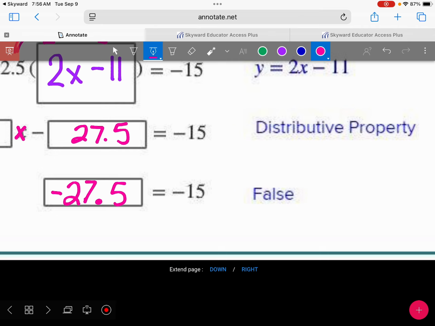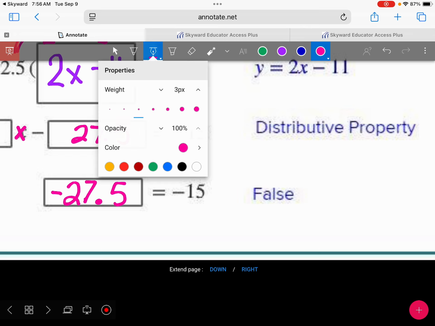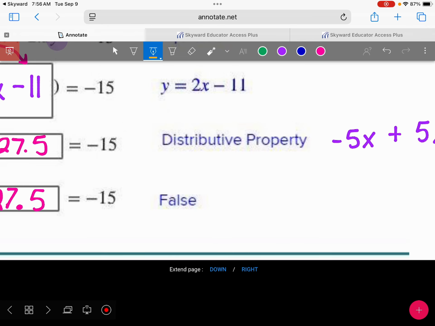Does negative 27.5 equal negative 15? Is that ever a thing that happens? Is me owing you $27 the same as me owing you $15? If so, be my new bank. No? Oh, darn. Thought I was going to find a new bank. So if we get something that is inherently false, I can't do this. This is not real. This is when we are going to have those no solutions.